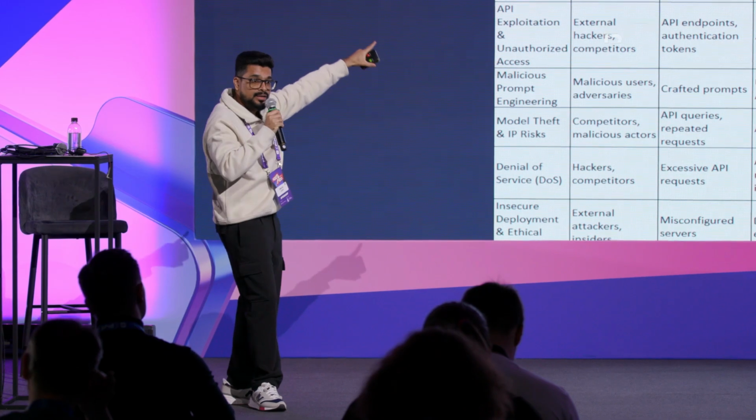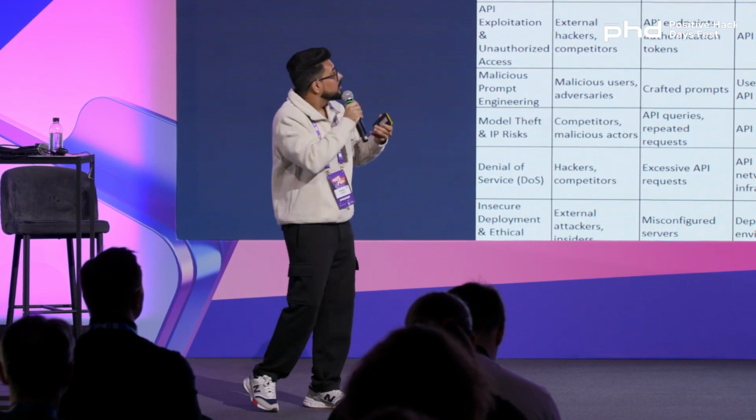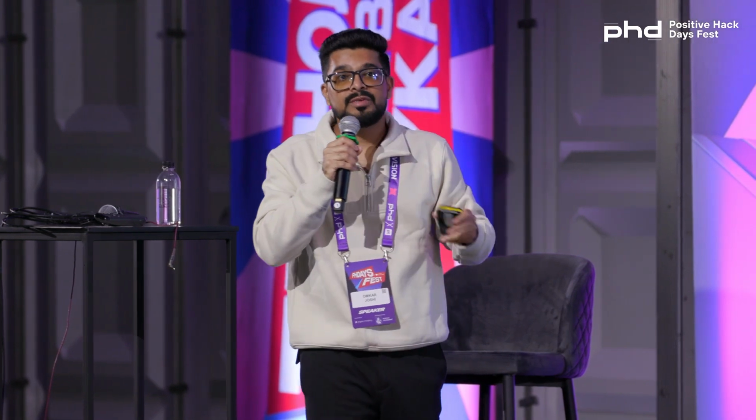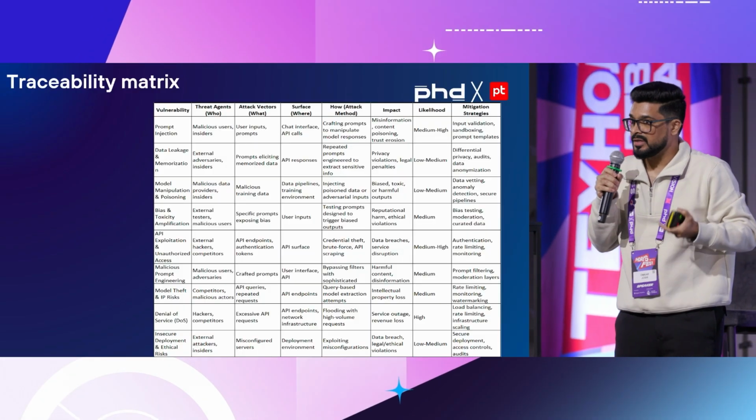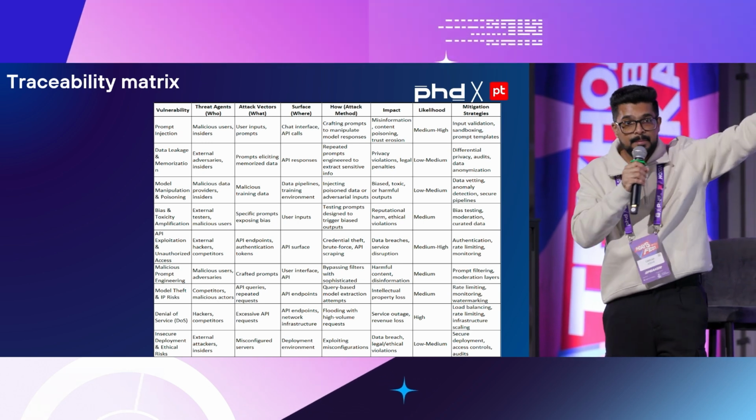Another one is the attack vector. The attack vector is what thing you are using. The surface is where it is occurring. Then the method: what attack method you are leveraging, whether it is prompt injection or any other thing. And then, what is the impact?